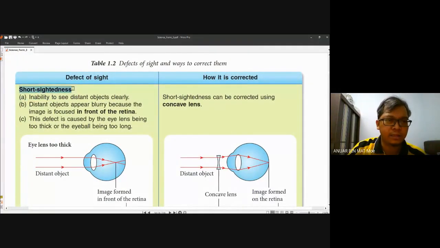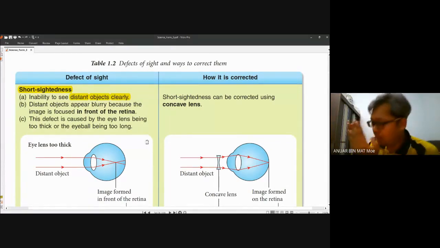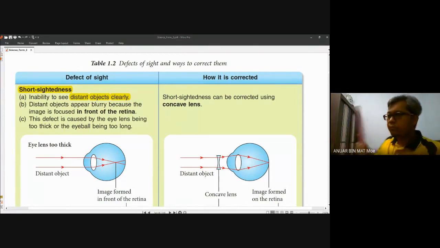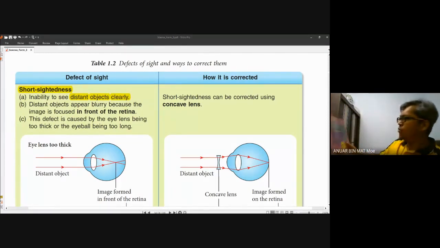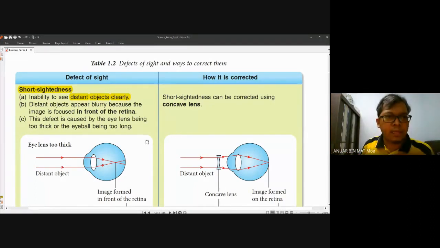Okay, what is short-sightedness? Very easy. You cannot see the distant object, or you can see the distant object blurry. Okay, inability to see distant objects. Macam contohnya kamu nak membaca, kamu buka, kamu nampak huruf itu sangat-sangat kabur, very blurry. Kalau dekat nampak, kalau jauh tidak nampak. Sebab dia blur. Okay? So this is what we call short-sightedness.